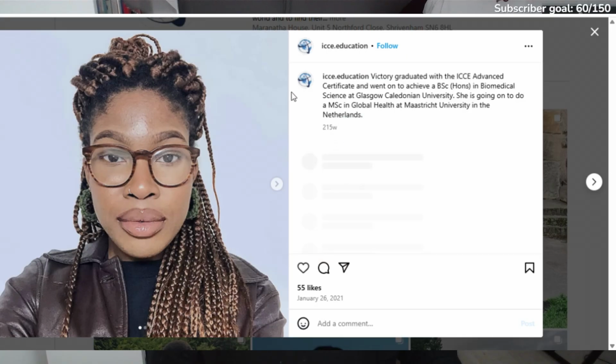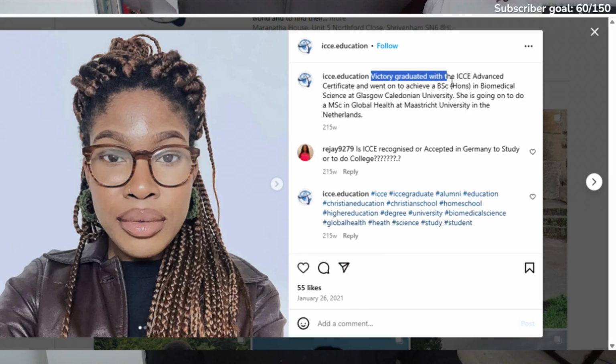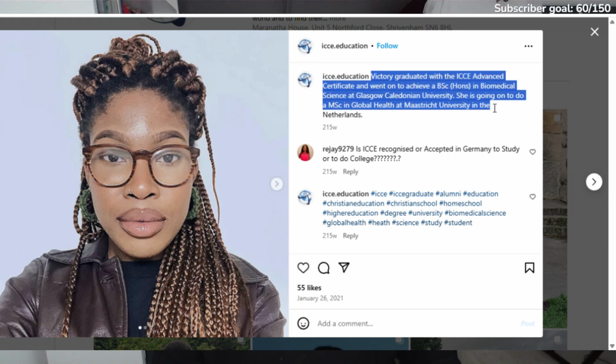Let's see. We've got this girl. This is Victoria. She graduated with the ICCE Advanced Certificate and went on to achieve a BSc Honours in Biomedical Science at Glasgow Caledonian University. She's going on to do an MSc in Global Health at Maastricht. Is that German? At Maastricht University in the Netherlands. Please forgive me.